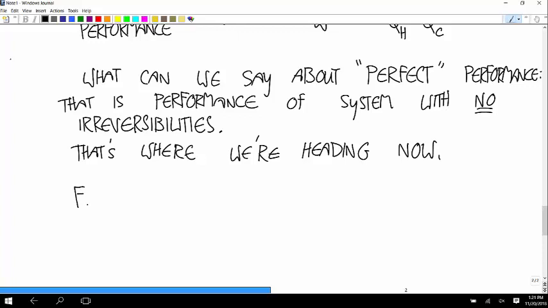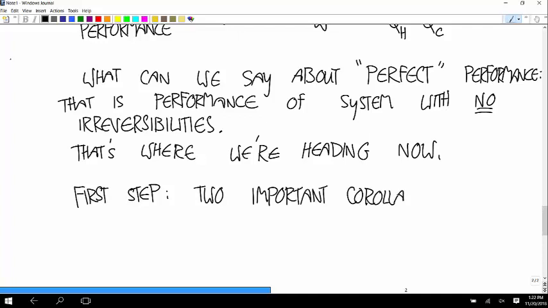So the first step is, there are going to be two important corollaries to the Kelvin-Planck statement.